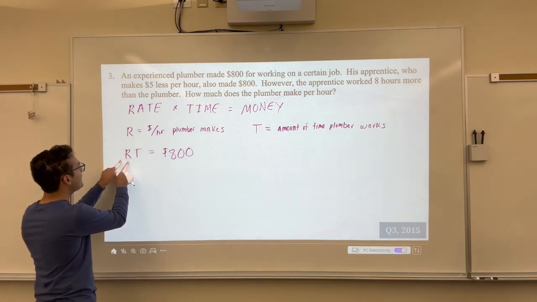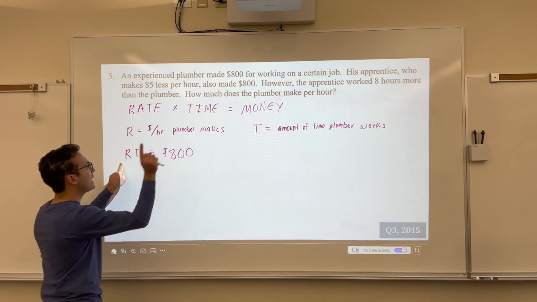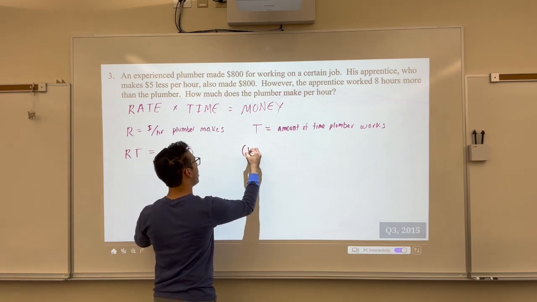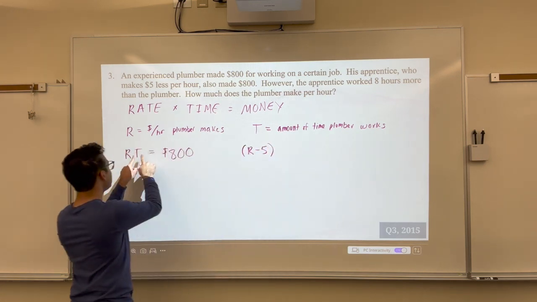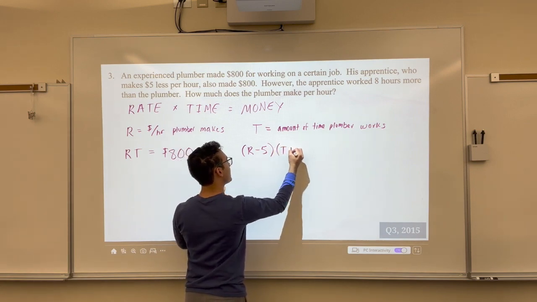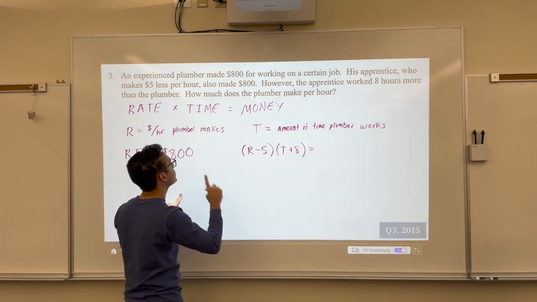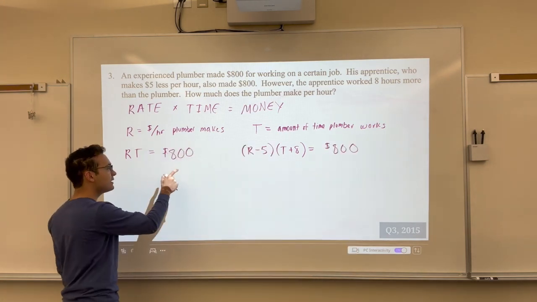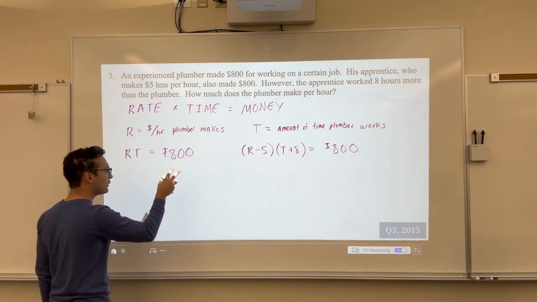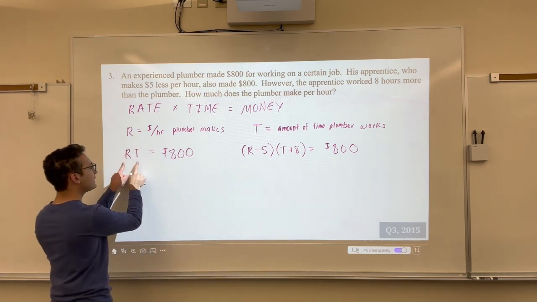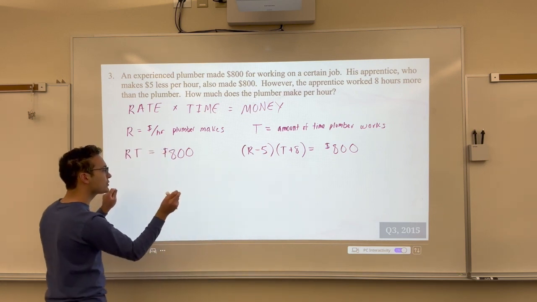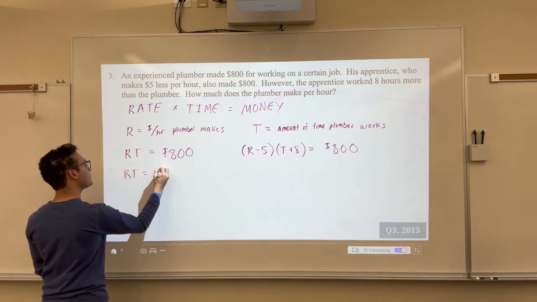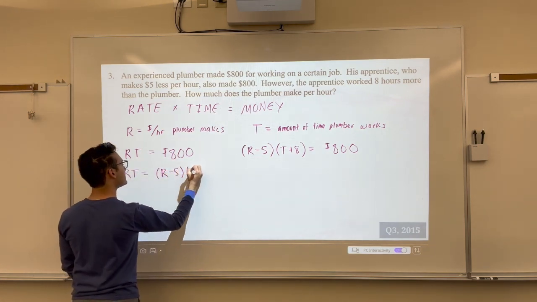Now his apprentice, we have to take into account the modified rate and the modified time. So it tells us the rate is $5 less per hour and the time is 8 more hours. So R will instead be R minus 5. T will instead now be T plus 8, and yet the dollar amount remains the same. He also made $800. Now because these are the same amounts of money, $800 and $800, we can say that the left sides of these equations are also the same. They must be equal to one another. So we can say that RT is equal to R minus 5 times T plus 8.